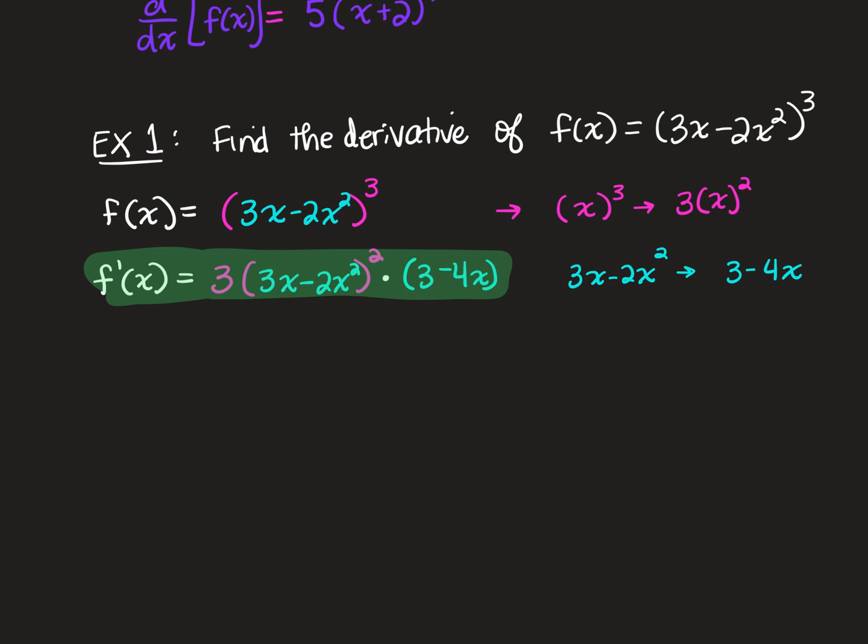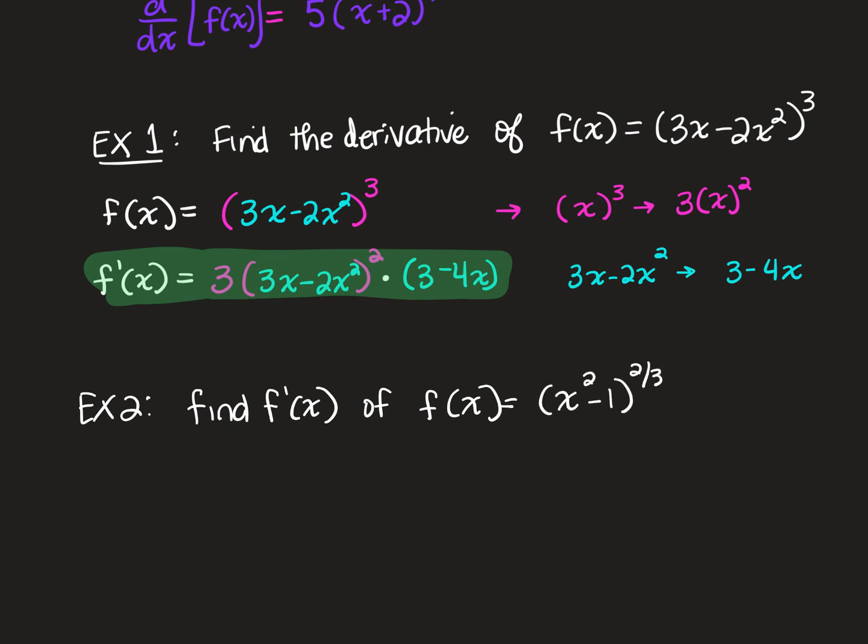Okay, let's find another one here. Example 2. We're going to find f prime of x, where f of x equals x squared minus 1 raised to the 2/3 power. Let's just try one more with the powers and then we'll go on to another type.